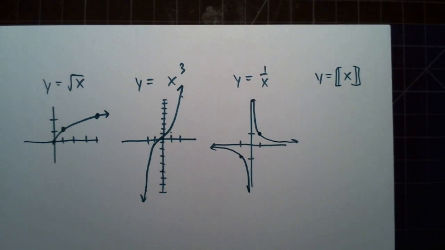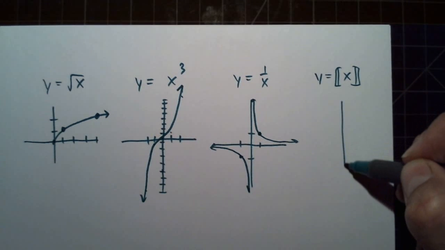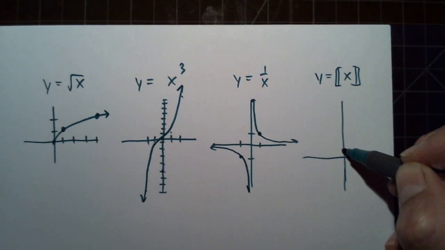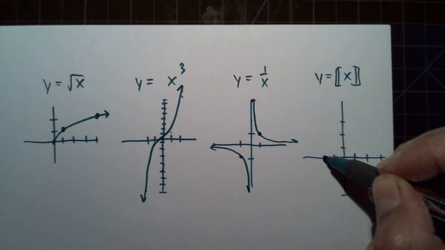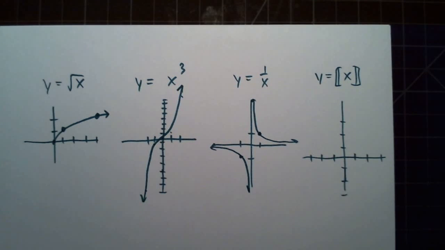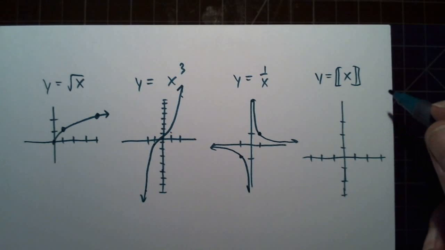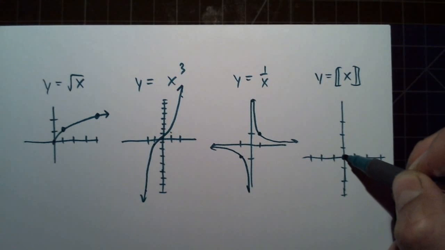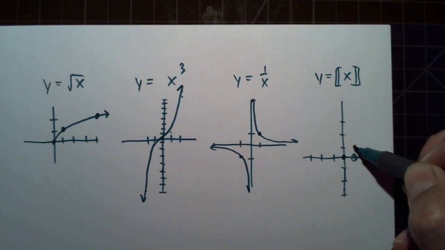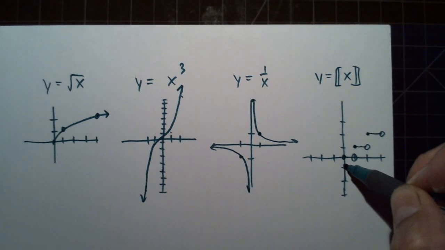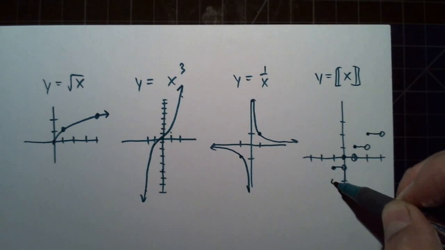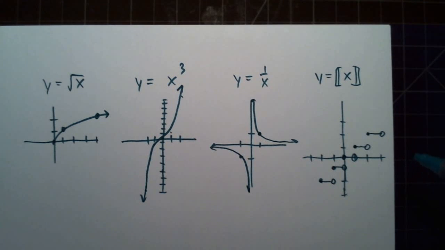All right, and that's called the greatest integer function. And here's the pattern we need to remember. Closed circle, open circle, closed circle, open circle, closed circle, open circle. Okay, so those are some parent functions we're going to transform.